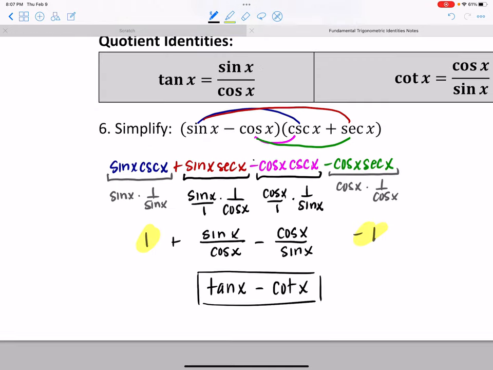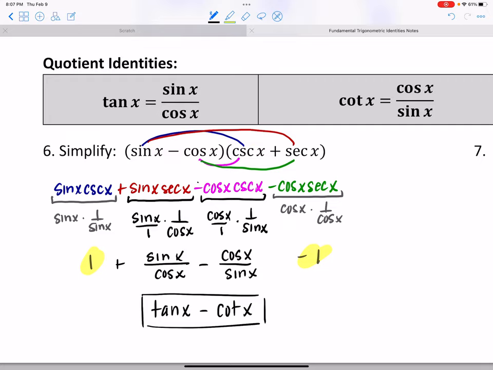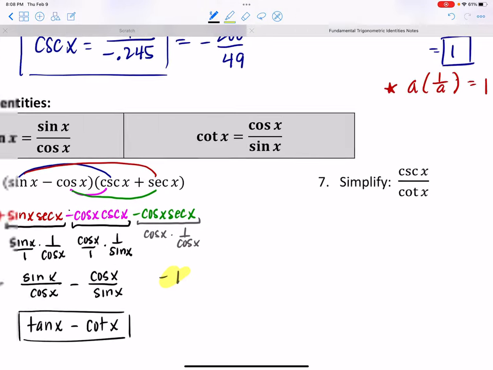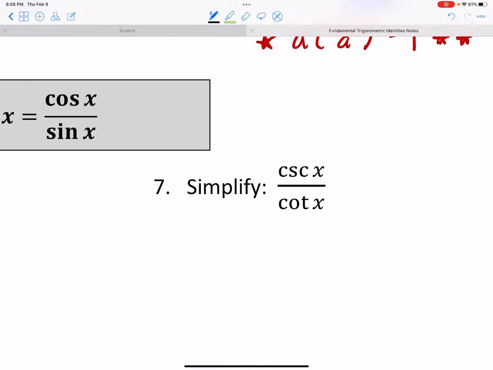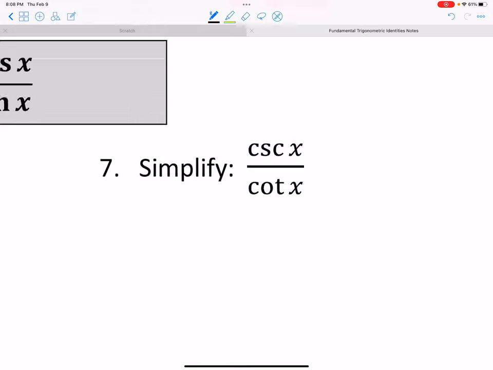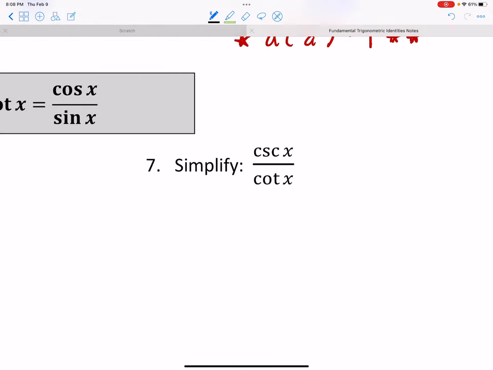And because I have this nice pen, I fit that in there really nicely, but hopefully you're able to do the same. Okay, so let's try another one. This one is a little bit easier. If I want to simplify this fraction, I want to rewrite these things. So I can use, again, reciprocal and quotient identities here. So cosecant, we know that one. Cosecant is the reciprocal of sine. So this is 1 over the sine of x.